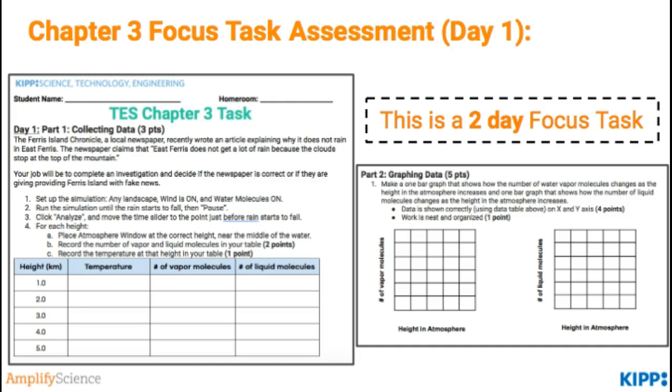The Ferris Island Chronicle, a local newspaper, recently wrote an article explaining why it does not rain in East Ferris. The newspaper claims that East Ferris does not get a lot of rain because the clouds stop at the top of the mountain. On day 1, students will be collecting data in the sim and graphing the data they collect. Take a moment to pause the video and take part 1 of the task on your own.